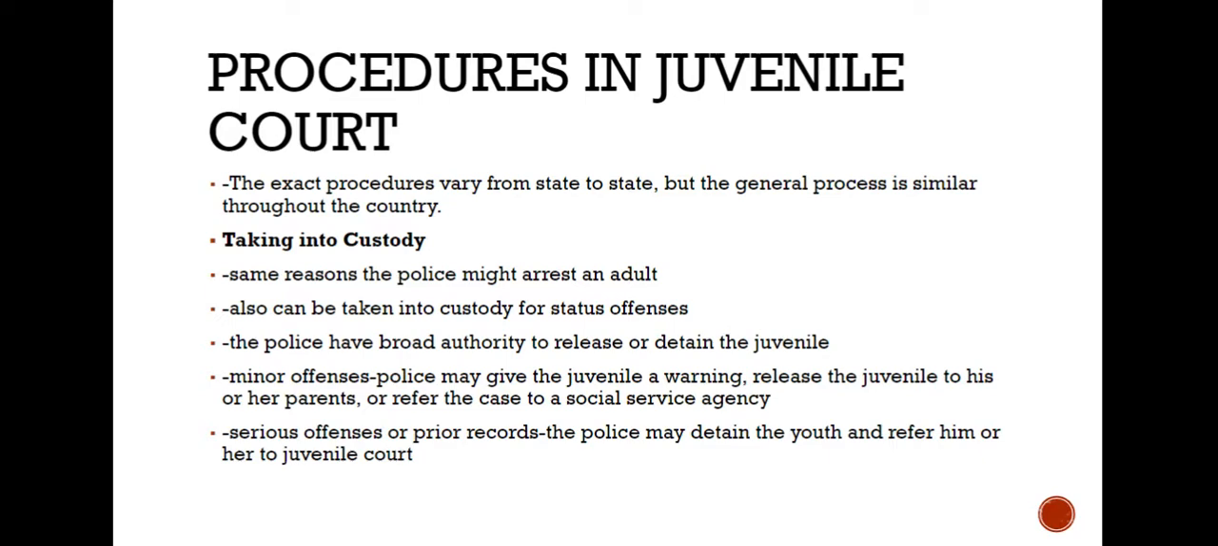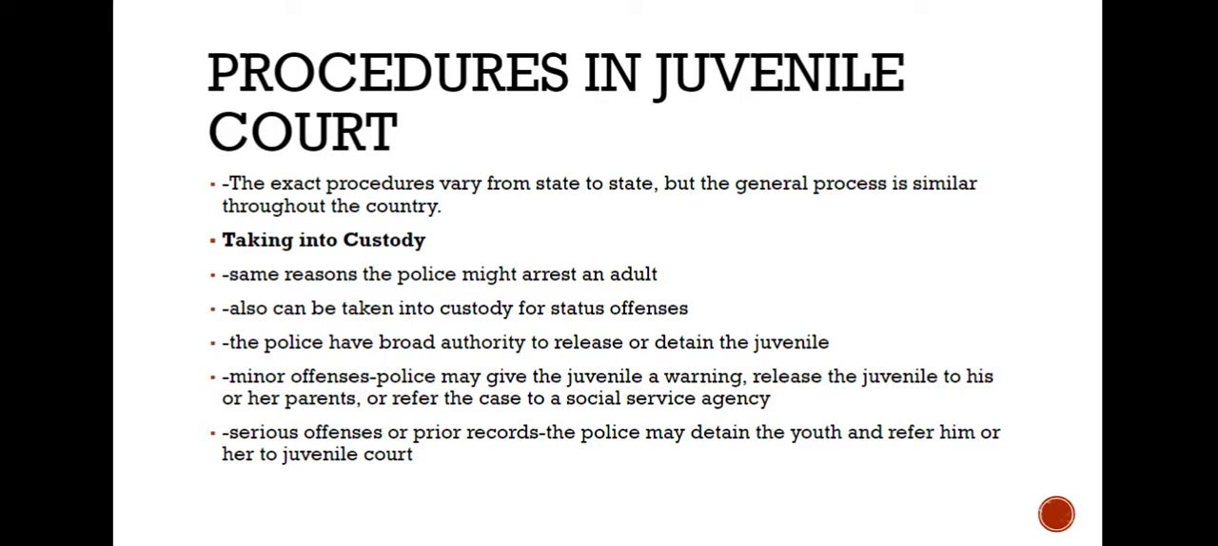For minor offenses, police may give the juvenile a warning and release the juvenile to his or her parents very quickly, or they could refer the case to a social service agency after giving a warning and releasing the juvenile to their parents. For more serious offenses or prior records, the police may detain the youth and refer him or her to juvenile court. So you could be held in custody and then sent to juvenile court.